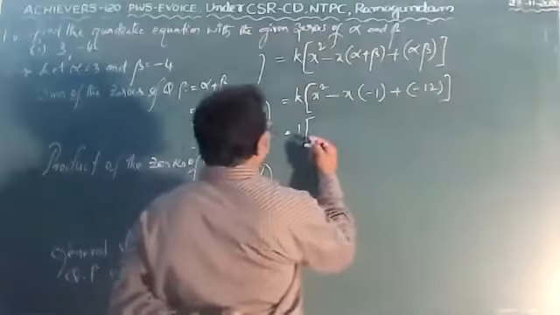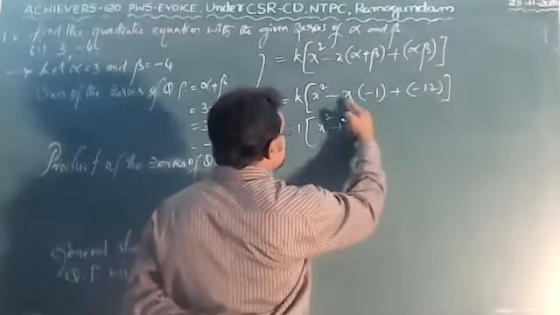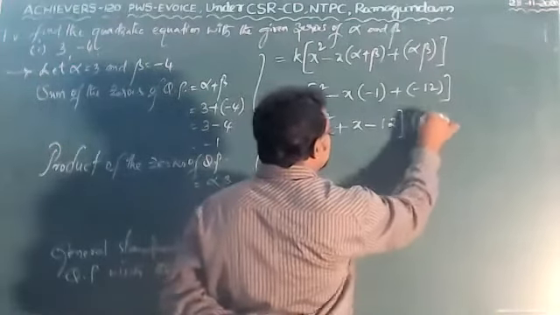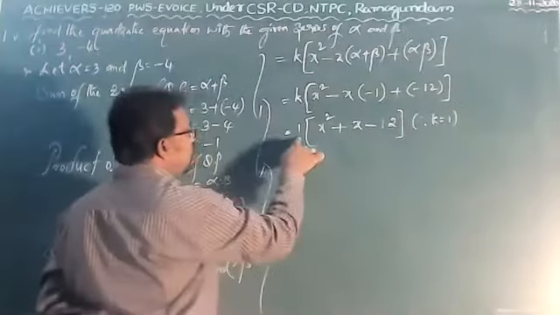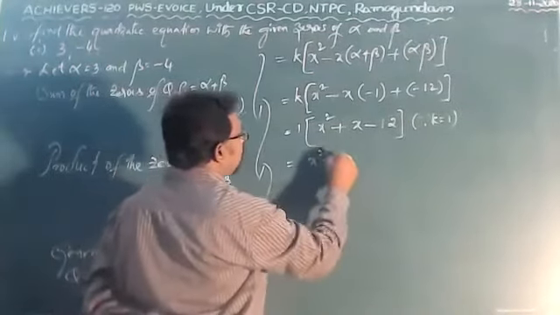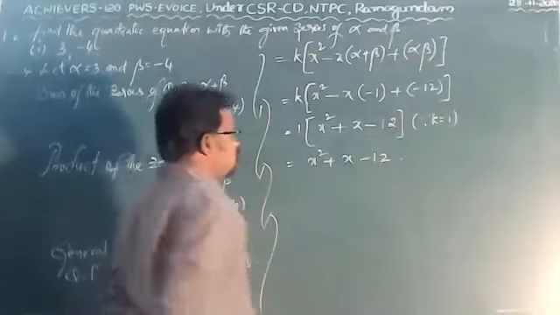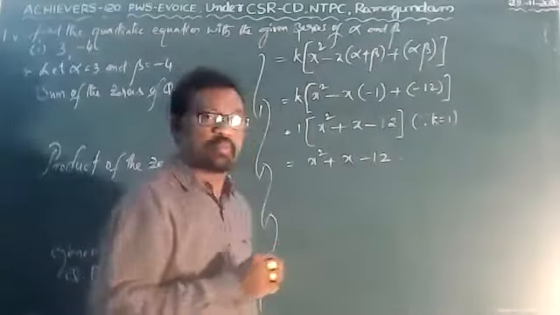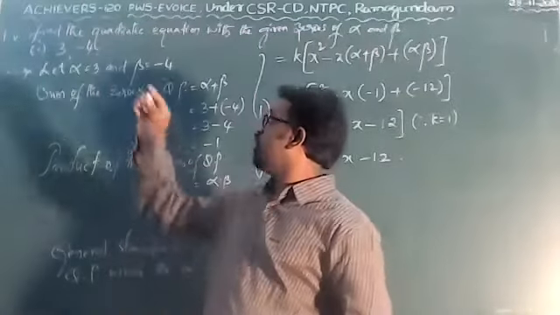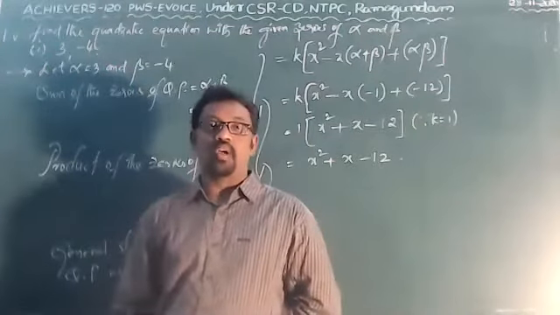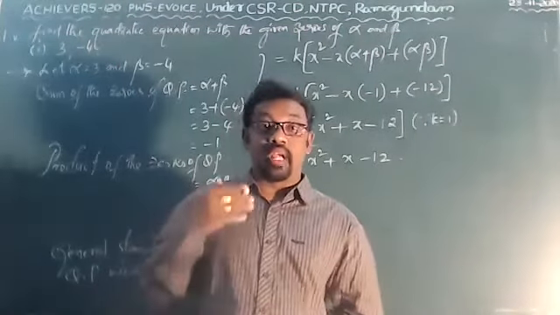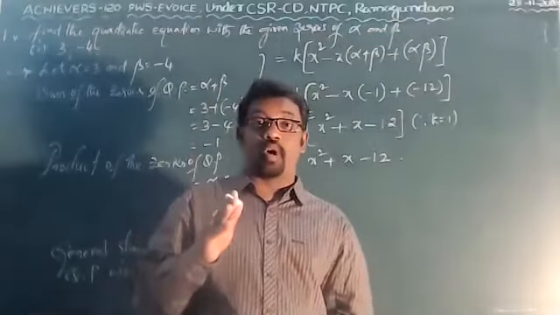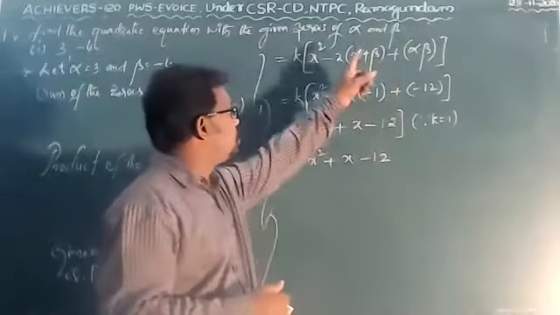So 1 into x square minus into minus plus x, and plus into minus minus, it becomes 12. Since k is equal to 1, multiplying gives x square plus x minus 12, which is the quadratic polynomial for the zeros 3 and minus 4, taking alpha is equal to 3 and beta is equal to minus 4. If you want to find the quadratic polynomial, first of all we have to know this formula.